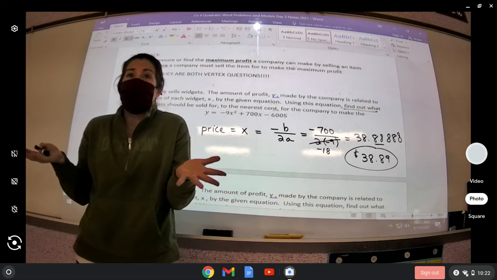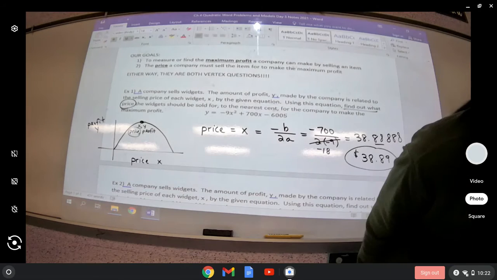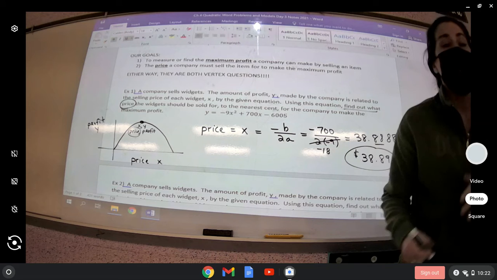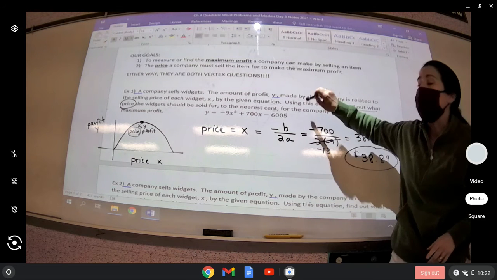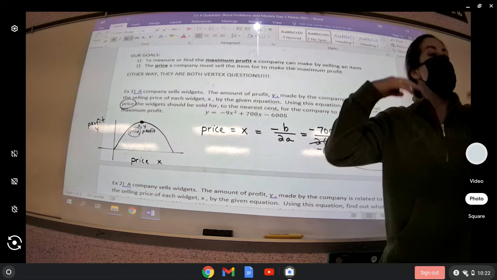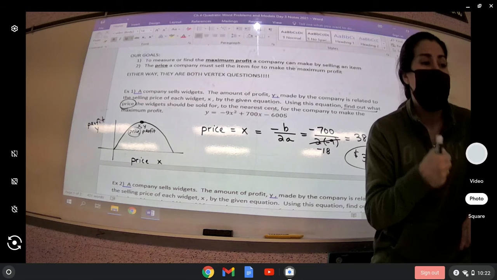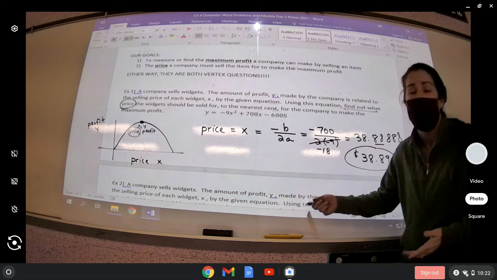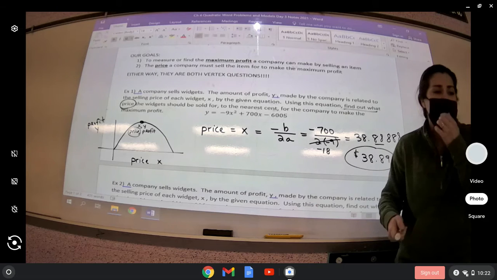Does that seem easy enough? Just a nice little vertex question, okay? Guys at home, are you okay with that? Nice and easy? All right, so example number 2 is just like this question. It's another profit problem where they ask you to find that perfect price. So I'm gonna give you guys a head start on number 2. You guys try number 2.